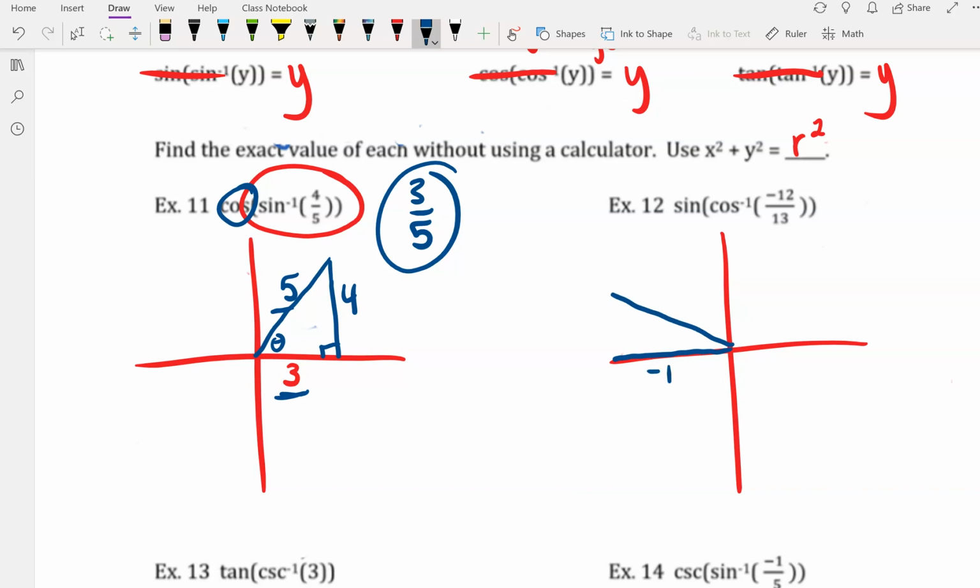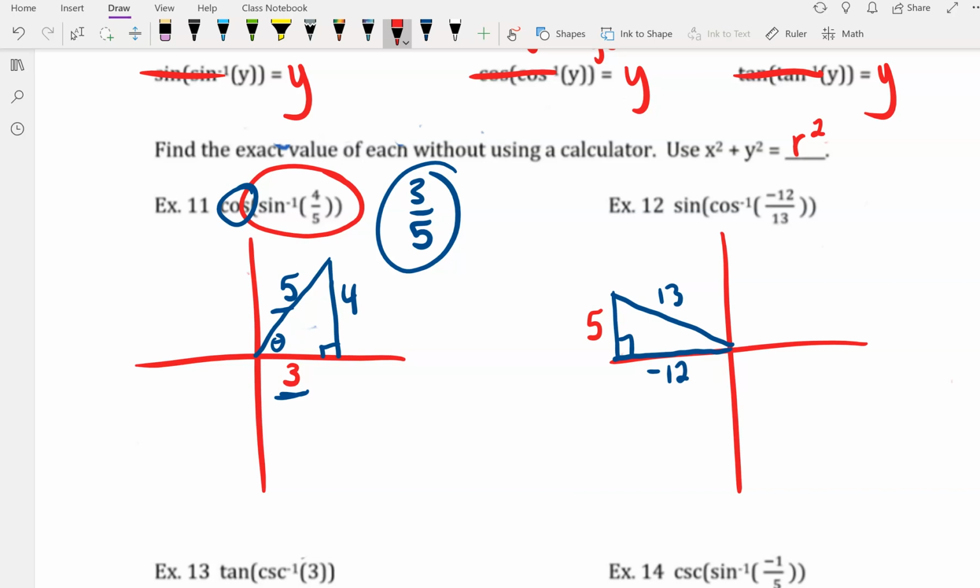So this is negative 12, this is 13, and then we need to find this missing side. Again, this is a Pythagorean triple, the Pythagorean triple, 5, 12, 13. So this will be 5. If you didn't know that, that's fine. You would just have to use Pythagorean theorem and solve for the missing side.